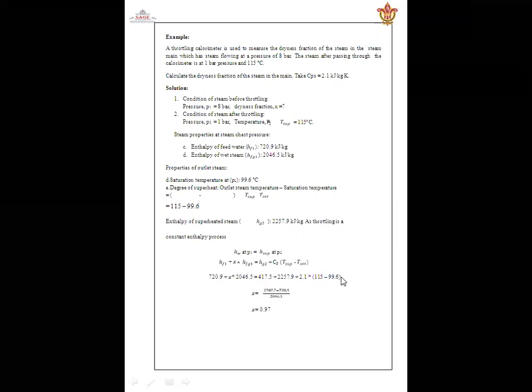99.6 जो टेम्परेचर है वो सैचुरेशन टेम्परेचर है. ये आपको P2 प्रेशर 1 बार प्रेशर पे मिल जाएगा. बॉइलिंग टेम्परेचर कहलाता है ये. तो you can calculate easily the dryness fraction of the steam, that is equal to 0.97. तो ड्राइनेस फ्रैक्शन जो आपकी इधर पे निकल के आ रही है वो 0.97 निकल के आ रही है. तो this is the answer, ये आपका आंसर हो जाएगा.